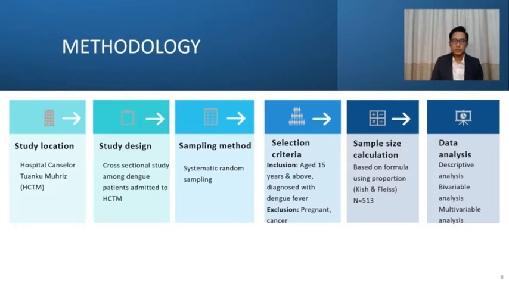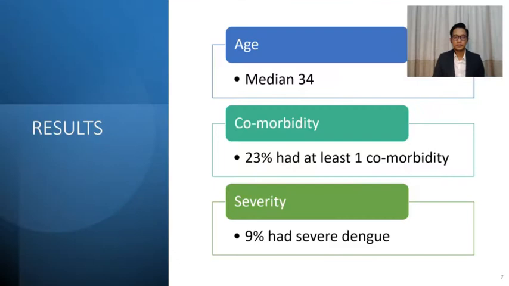The study population were patients diagnosed with dengue fever and admitted to Hospital Canselor Tuanku Muhriz from January 2014 until November 2017. Patients with a final diagnosis of dengue fever aged 15 years and above were selected for the study. Patients who were pregnant and had underlying cancer were excluded. A total of 513 patients were included in the analysis. Data analysis was descriptive analysis, bivariable analysis, and multivariable analysis.